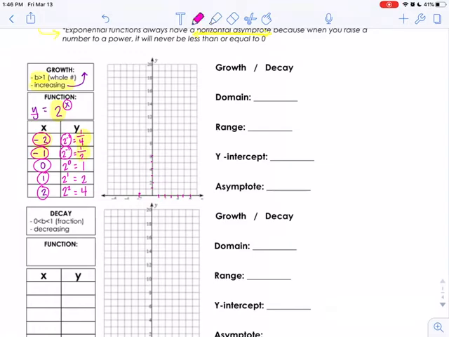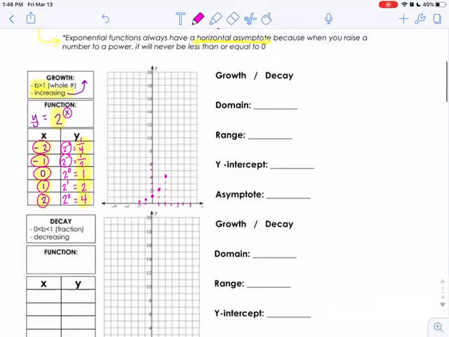My next point is -1 comma 1/2. So I'm going to go to -1 and I'm going to go up a half, right like this. Then I'm going to go to the point 0 comma 1. So at 0, I go up 1. Then I'm going to go to the point 1 comma 2. So 1 comma 2 puts me here. And then 2 comma 4. 2 comma 1, 2, 3, 4.